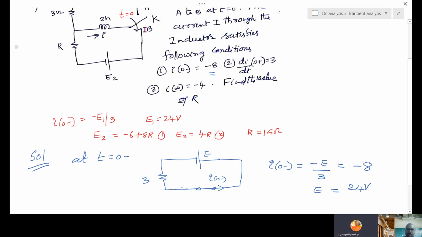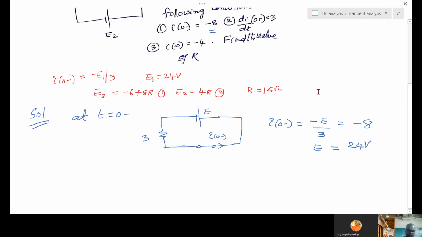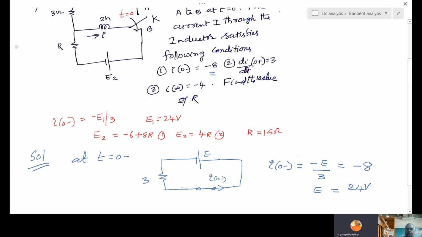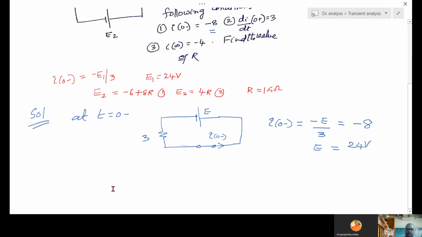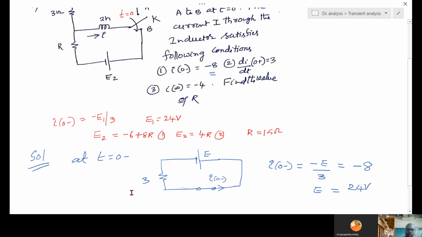Next, after it is connected to B, di by dt at 0 plus is given. So after it is connected to B, you write a mesh equation, a loop equation. What is that loop equation?